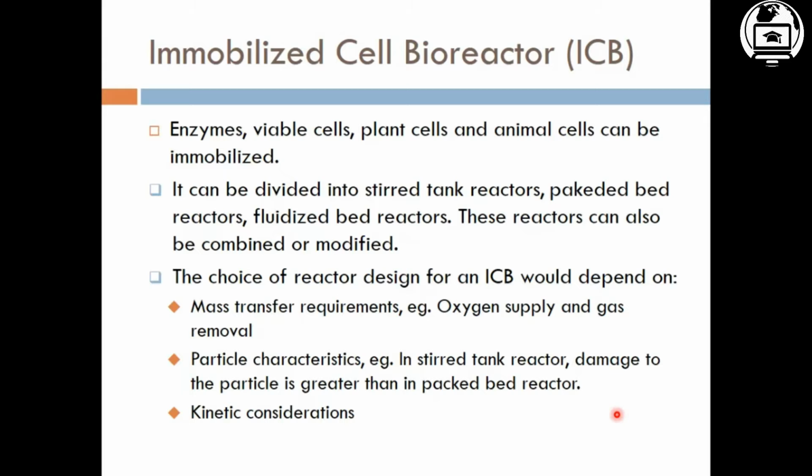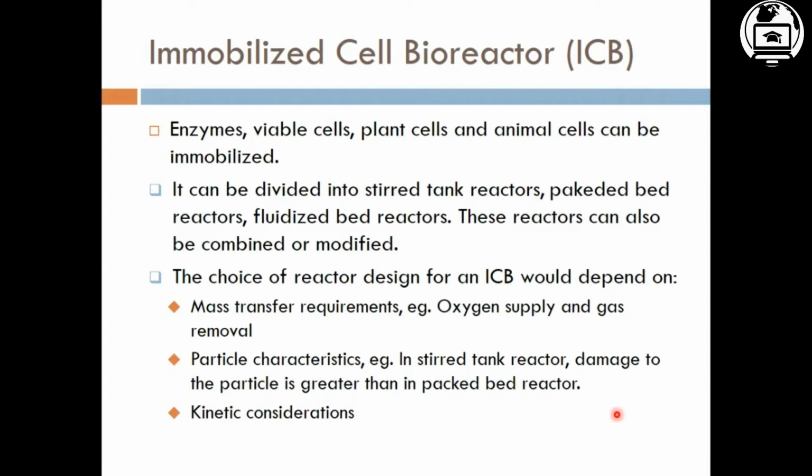So the choice of reactor design for an immobilized cell bioreactor depends upon mass transfer requirement. It means the organism which you are using, its mass transfer requirement is to be checked: the oxygen supply and gas removal, whether the organism is using oxygen and removing carbon dioxide, or whether the source of gaining energy is something different, what the nutrient requirements are, and whether those nutrients could be distributed well when the cell or organism is attached to something. All these things need to be considered.